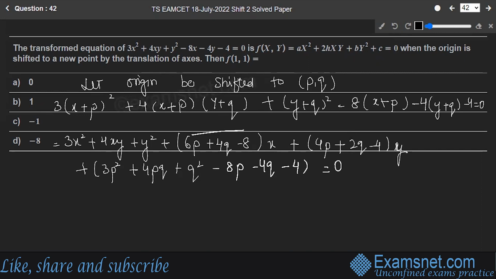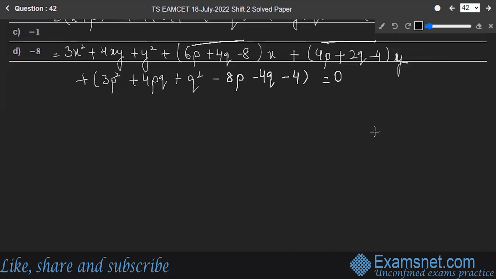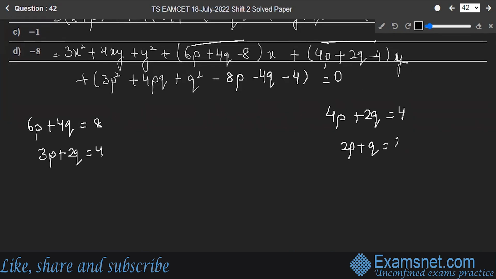Now, because it was at origin, these both are 0. So 6p plus 4q minus 8 is equal to 0 and 4p plus 2q minus 4 is equal to 0. Let's solve them. You have 3p plus 2q is equal to 4 and 2p plus q is equal to 2. So 3p plus 2q is equal to 4, and let's multiply the other with 2 and subtract.